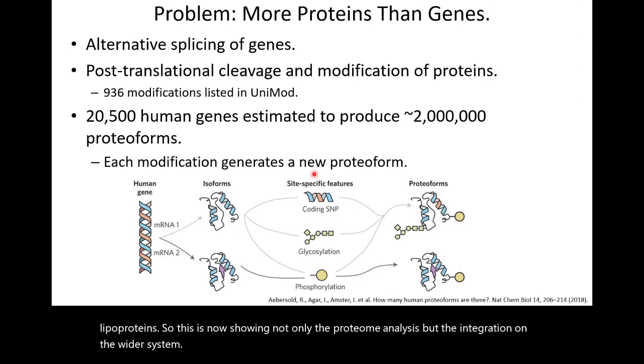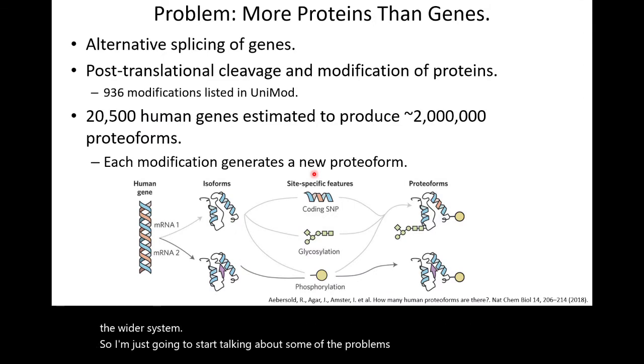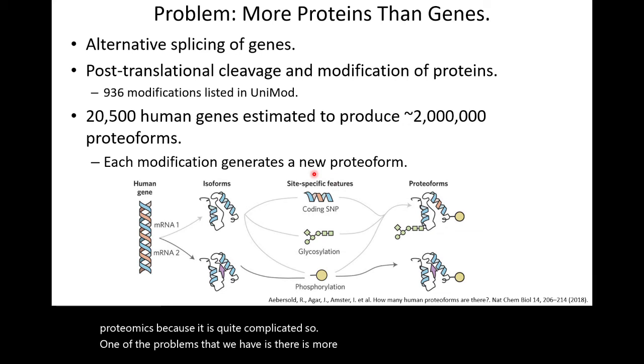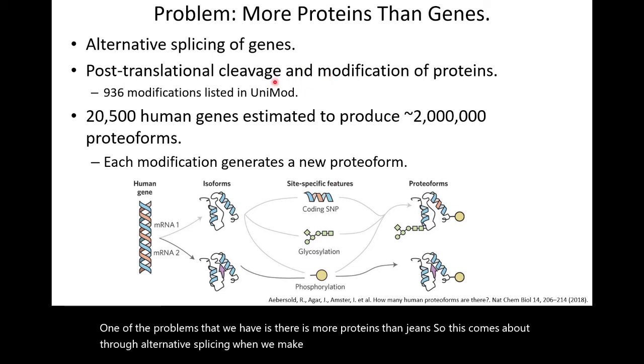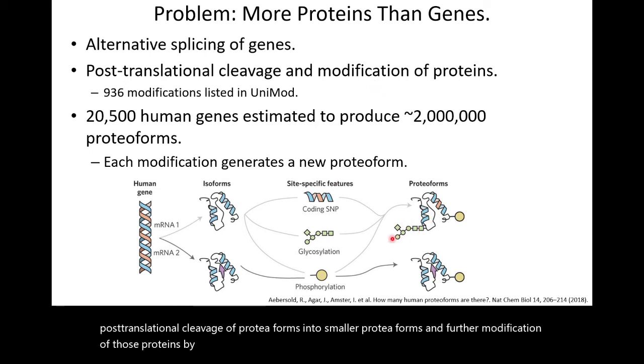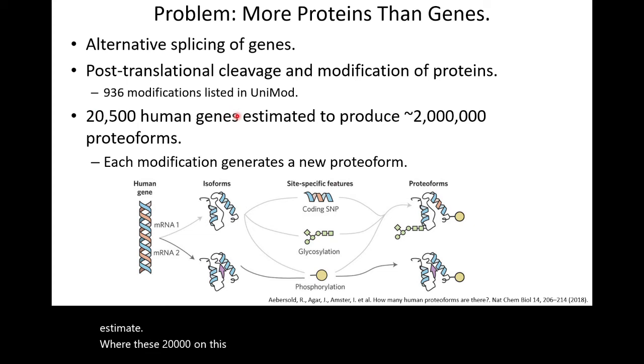So I'm just going to start talking about some of the problems that we face when we do proteomics, because it is quite complicated. One of the problems that we have is there are more proteins than genes. This comes about through alternative splicing when we make transcripts, but it also comes to the idea of post-translational cleavage of proteoforms into smaller proteoforms, and further modification of those proteins by putting on glycosylation or phosphorylation. So this is an estimate where these 20,000 odd, and this should be 19,500 human genes, produce about 2 million proteoforms.